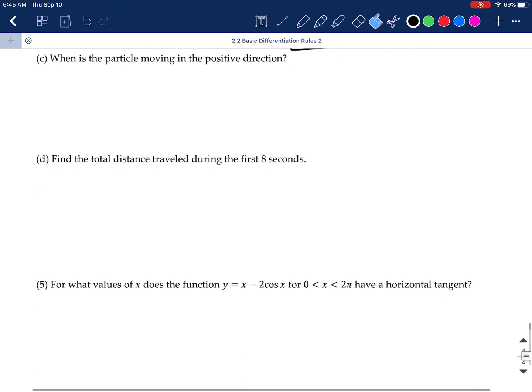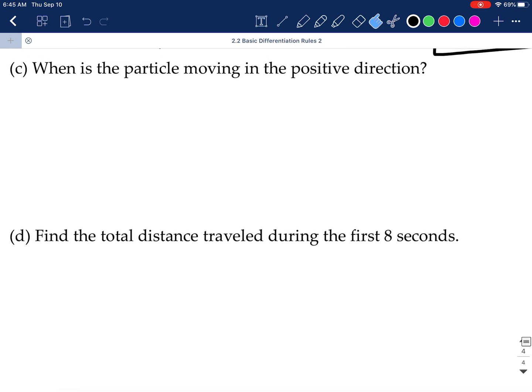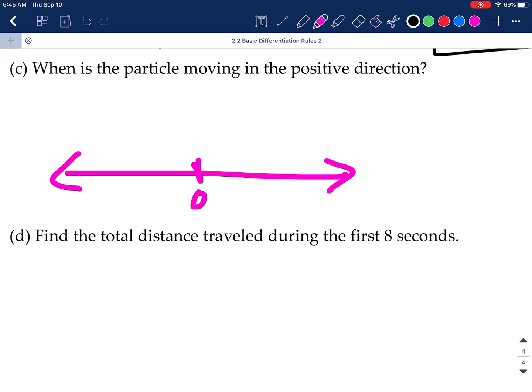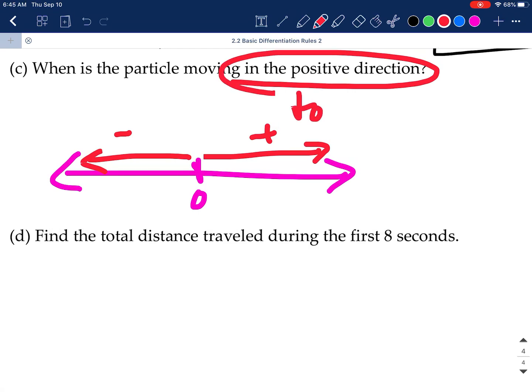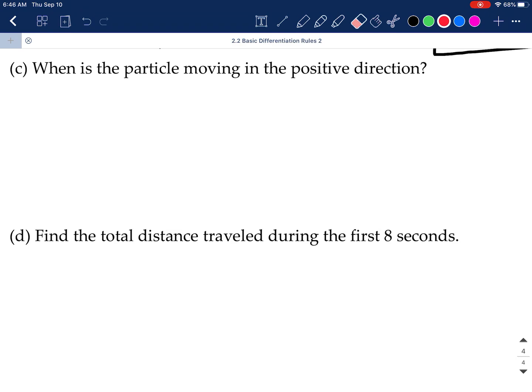Our particle's moving along a horizontal line, so we want to know when the particle's moving in the positive direction or negative direction. So if we're on a horizontal line, right, let's say this is position 0, then the positive direction is everywhere to the right of 0, and the negative direction is everywhere to the left. So what that means in general is in the positive direction means moving to the right. So we're moving to the right if we're in the positive direction, or moving to the left if we're in the negative direction. So how do we determine that?